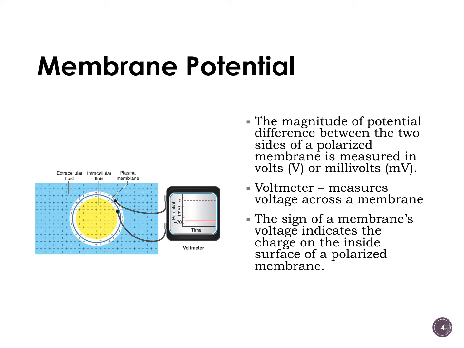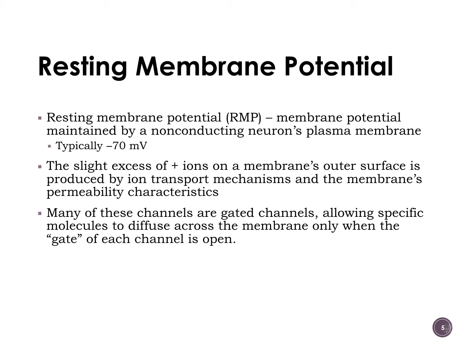You're also going to see a sign of the membrane's voltage that's going to indicate the charge on the inside surface of that polarized membrane. Again, now we're talking about the inside surface. So our resting membrane potential is that potential maintained by a non-conducting neuron's plasma membrane. So again, this neuron is at rest, and it's typically about negative 70 millivolts.